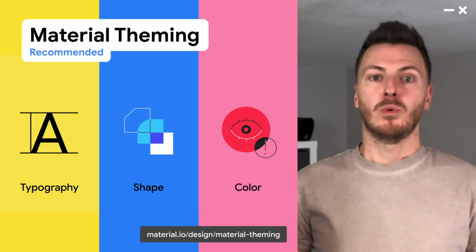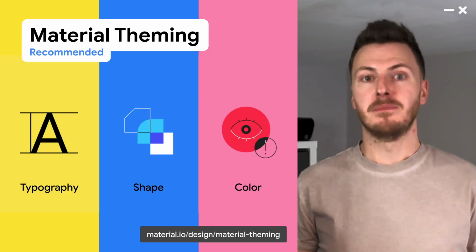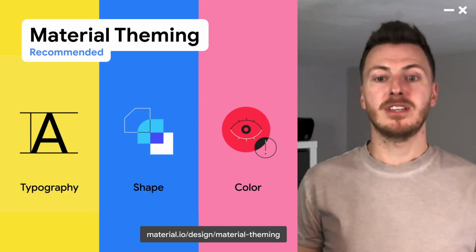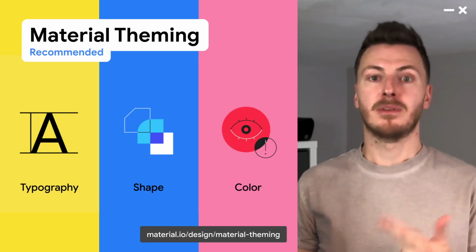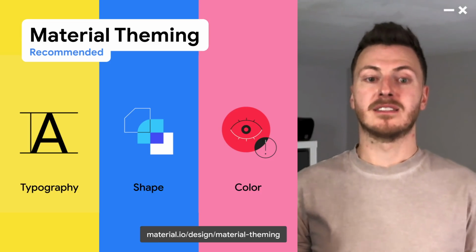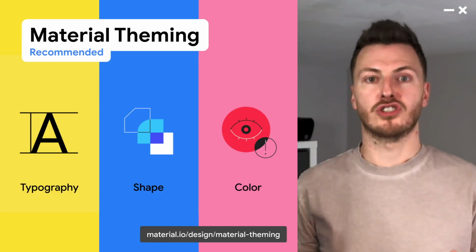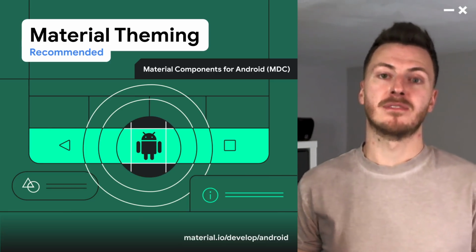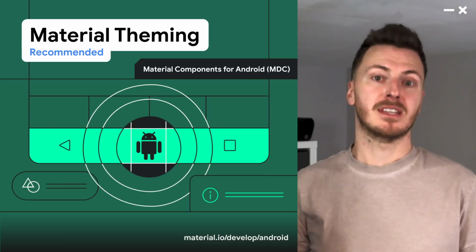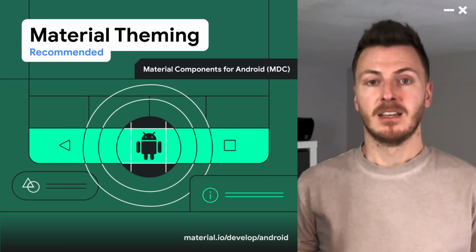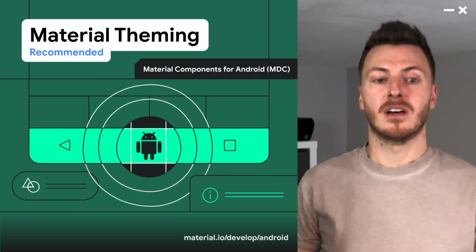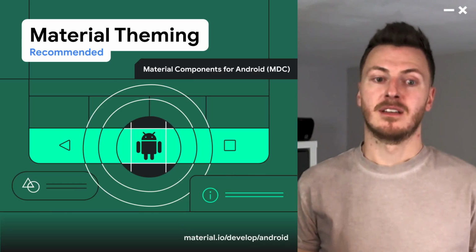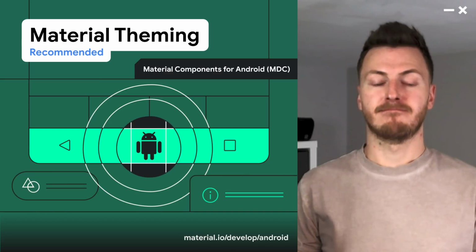And I'm going to start with a topic which is important to all apps, and that's your themes and styling. We recommend using Material Design to theme your apps. It's built on 3 key pillars of typography, shape, and color, which are a great way to systematize your theme and give it some structure. To implement this, currently, you would use the Material Components for Android library, which I'll refer to as MDC from now on.